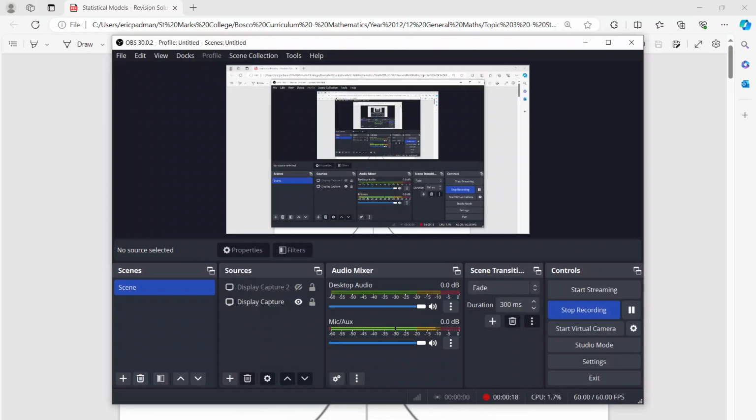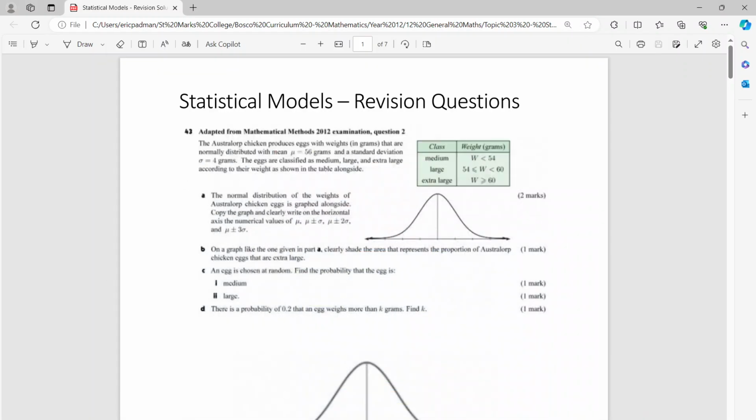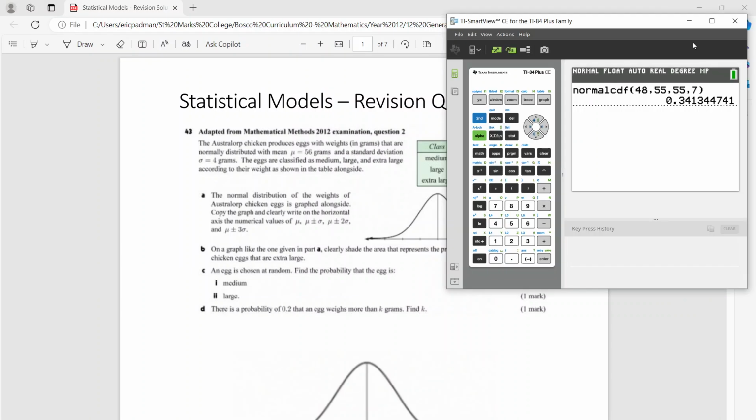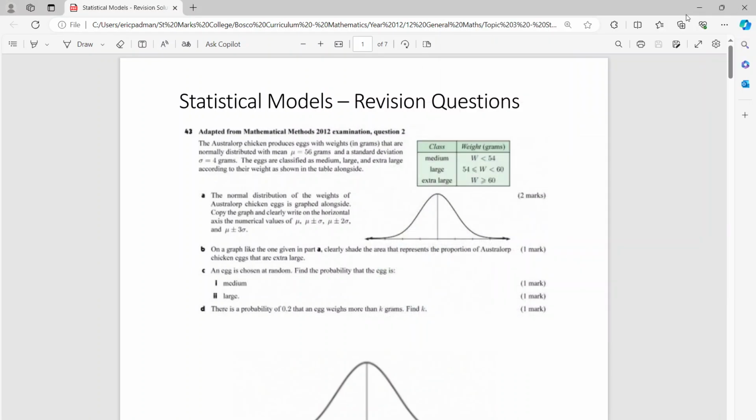All right, just check my microphone seems to be okay. All right, so let's get stuck into this. Also got my calculator ready as well to go when I need it. All right, so let's start.